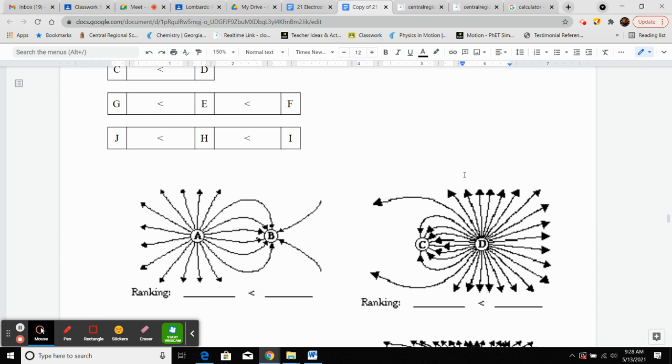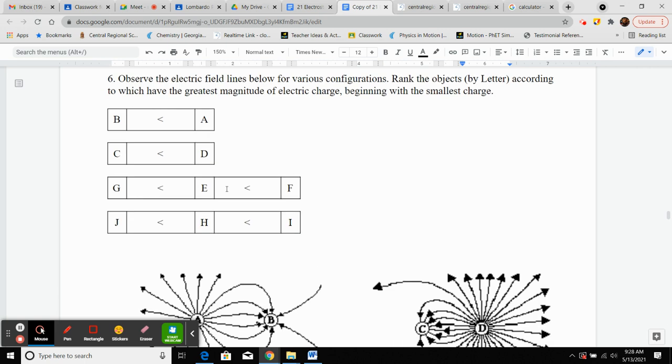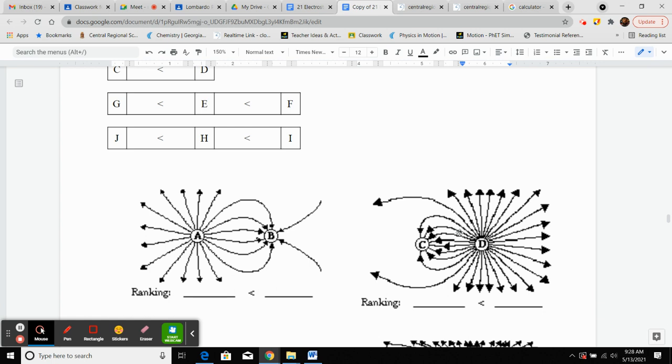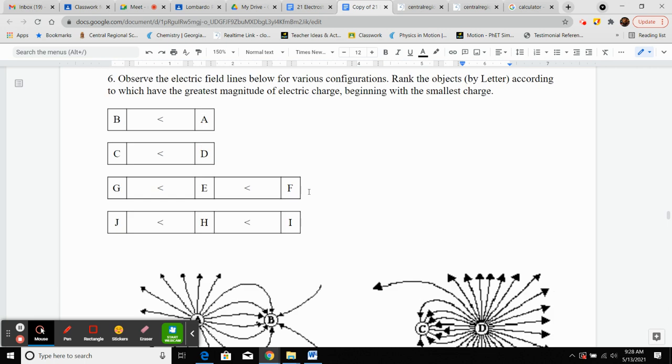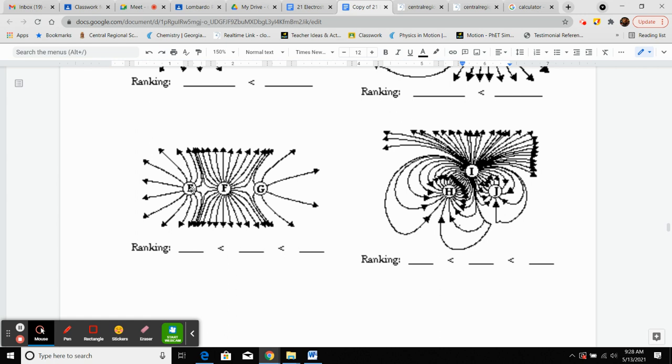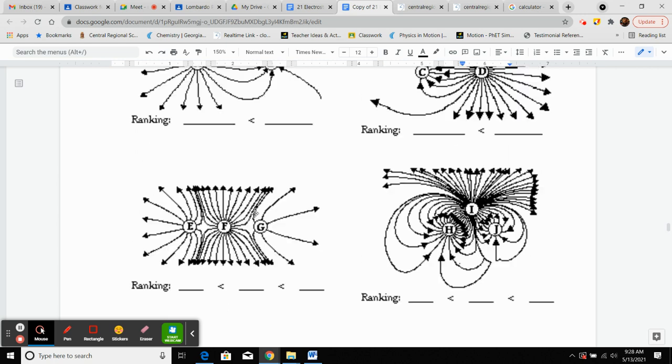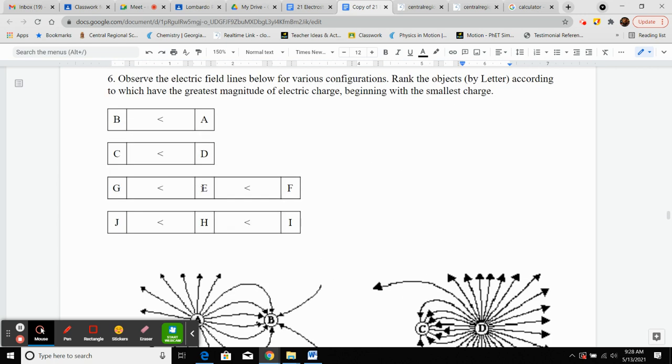So how this works is, which one has more lines essentially? Who has greater lines, A or B? So A is greater than B. I already typed this in for you, so we're just going to go over it. Who has more field lines? D. So D is greater than C. E, F, and G. Which one has the least amount? G. So G would be the weakest. Then which one? E, and then F. So G, E, F.